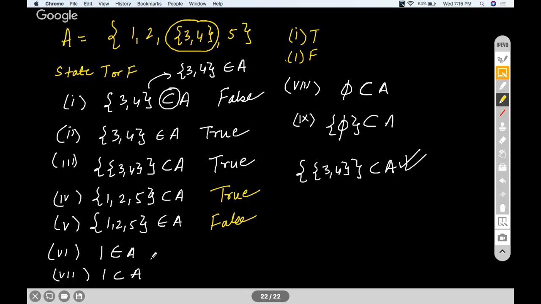Okay. Sixth one. One is an element of set A. This is true. But one is a subset of A. This is false. Getting it? Okay. Seventh one. Null set is a subset of A. This is true. But a set of null set is a subset of A. This is false.